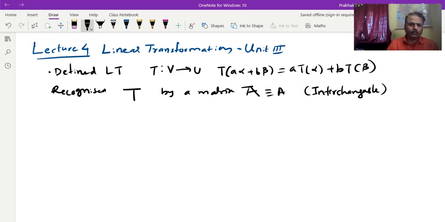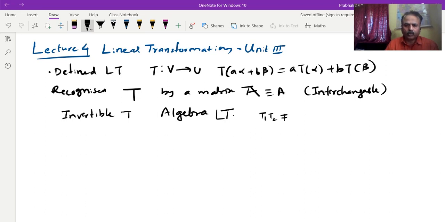Then with the help of A only, we could recognize invertible transformations. So via matrix, invertible T's. And if at all I can square a matrix, I can square T here. T square I can find. If I can write A plus B plus C, I can write T1 plus T2 plus T3, all under the subtitle of algebra of linear transformations. Also we learnt some examples of the type, show that T1 T2 is not equal to T2 T1, just like in matrices AB is not equal to BA, and so on and so forth we learnt.